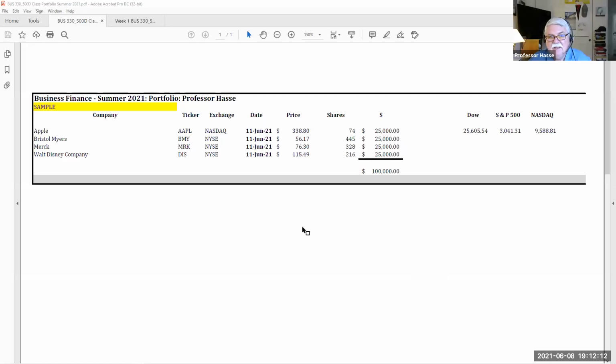Your stock portfolio is part of your discussion post for this week. It's due Sunday evening by midnight. Attach a spreadsheet file to your discussion forum. No email, no PDFs, everything in the Blackboard folder that you create.